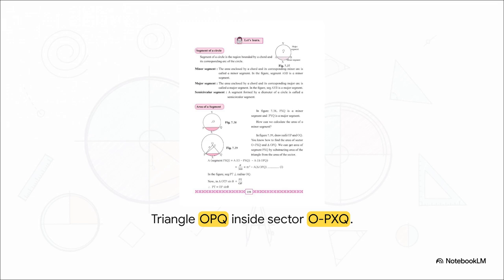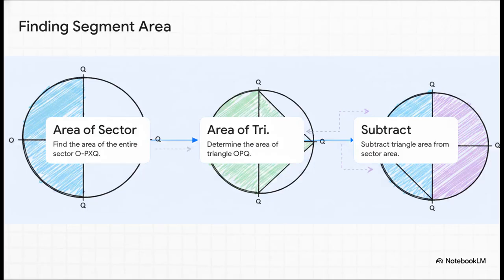But look closely inside this large sector. Sitting right there on top of our segment is a triangle OPQ. Do you spot it? Our segment PXQ is just resting right below the base of that triangle. And this brings us to a really beautiful piece of geometric logic. How do we isolate just that little segment at the very bottom?